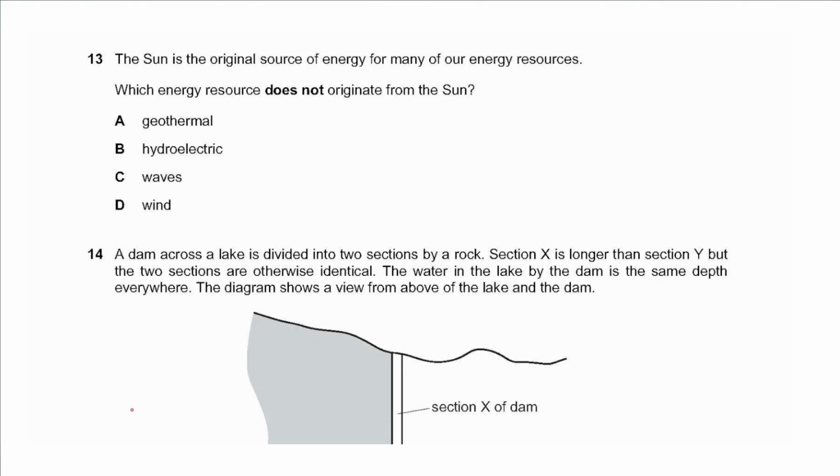Question 13 says the sun is the original source of energy for many of our energy resources. Which energy resource does not originate from the sun? Geothermal, yes, because it originates from the center of the planet. Hydroelectric, it depends on the sun. Waves and wind also depend on the sun, so we choose A.